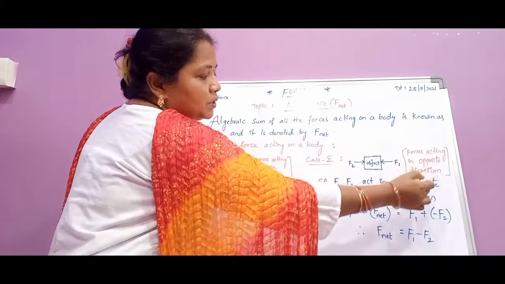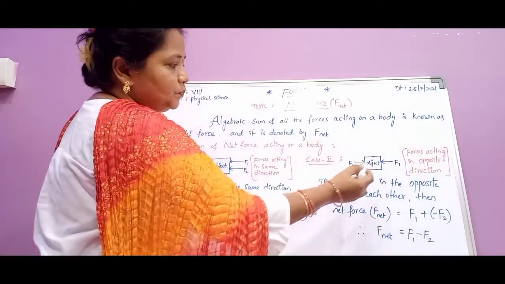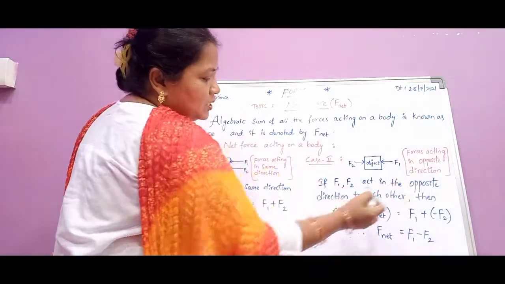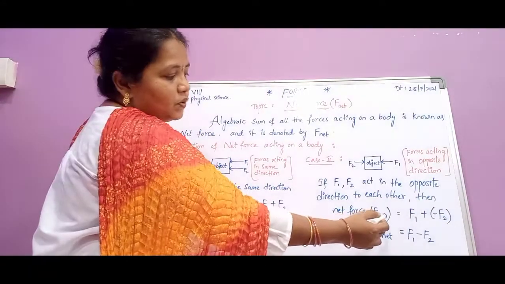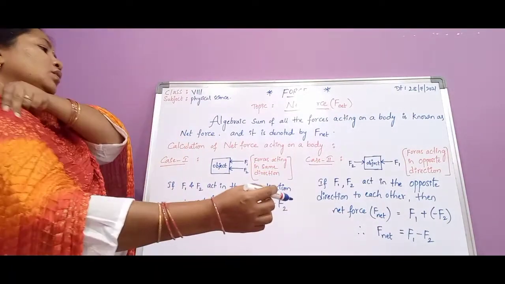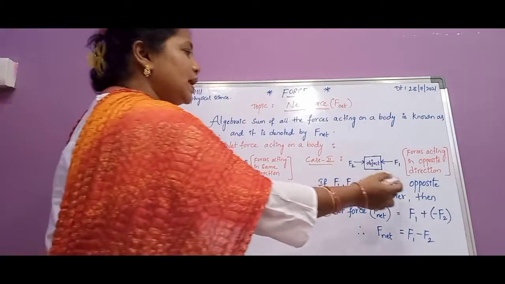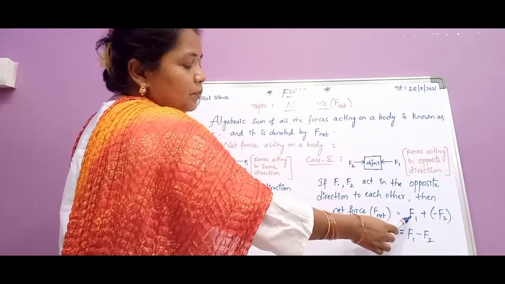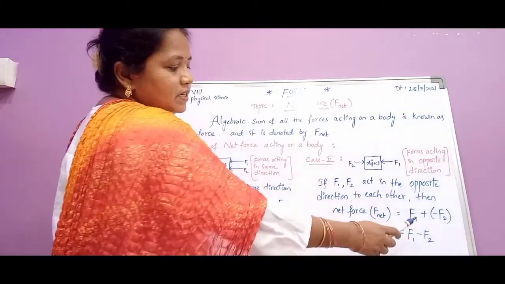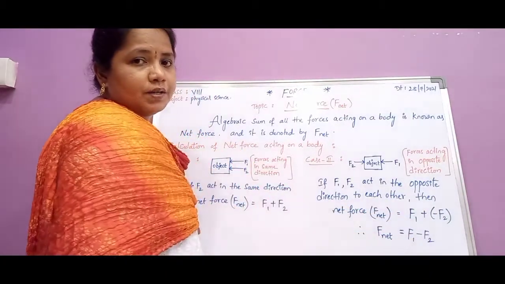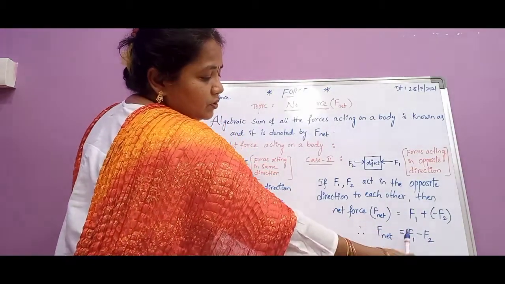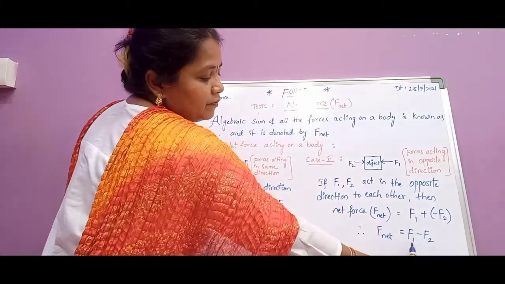When forces are acting in the opposite direction on the same body, in that case we have to subtract one from the other. If F1 and F2 act in the opposite direction to each other, then the net force F net is equal to F1 plus or minus F2. That means if both the forces are acting in the opposite direction, consider F1 as a positive quantity and F2 as a negative quantity, because both of them are in opposite directions to each other. If F1 is considered positive, then F2 will be considered a negative quantity. Hence, F1 plus or minus F2. Finally it becomes F net is equal to F1 minus F2.